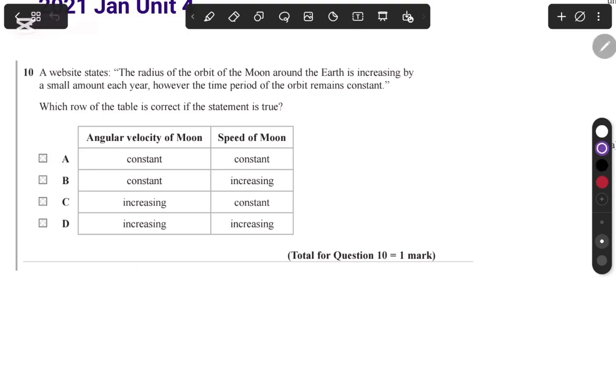In the first column, we have angular velocity of the moon and speed of the moon. The equation which links both of these is v = rω. Now ω is equal to 2π/T, where T is the time period. They've told me the time period remains constant. If the time period is constant, that means ω will also be constant because ω is dependent only upon the time period. So if our radius is increasing and ω is constant, our speed must be increasing. So the correct option is B.